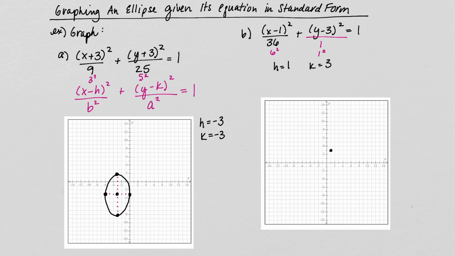And then we're going to go 6 in each direction of the x. So 1, 2, 3, 4, 5, 6. 1, 2, 3, 4, 5, 6. Put dots on those ends. And then we're going to go up and down 1 on the y. And so then we'll put dots there. And then we're going to connect it all. So I have this skinny little ellipse going on here. But not too bad. So that's all there is in terms of graphing the ellipse.